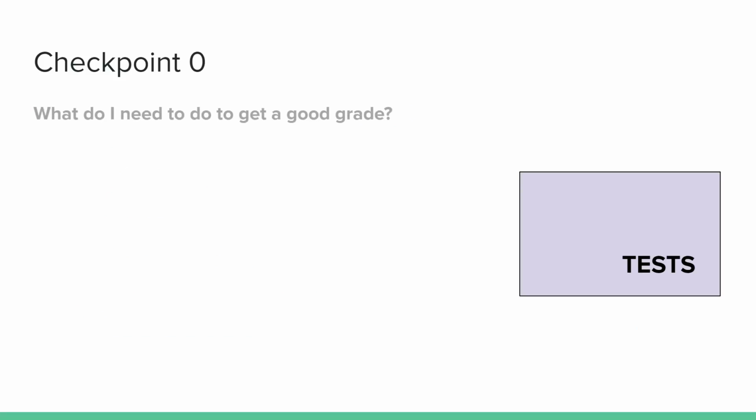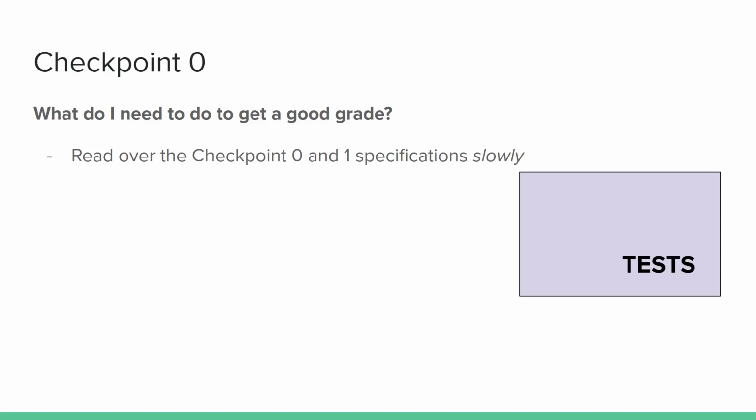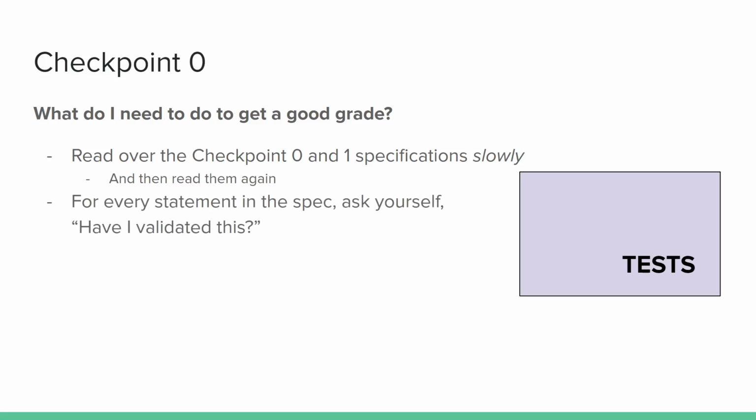If you want to do well on checkpoint 0, well, the first thing you'll need to do, and I mean it sounds silly, but read the instructions very slowly. And when you're done reading them, the first thing you should do is read them again. There's a lot in there. For every statement in the spec, ask yourself, have I validated this? Almost every statement, almost every sentence in the spec says something about how the system should be. Meaning almost every statement, barring redundancies, could be turned into a test case.